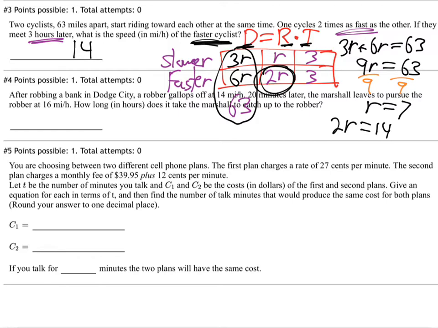So number 4. After robbing a bank in Dodge City, a robber gallops off at 14 miles an hour. If you can read that there. 14 miles an hour. 20 minutes later, the marshal leaves to pursue the robber at 16 miles an hour. How long in hours does it take the marshal to catch up to the robber?